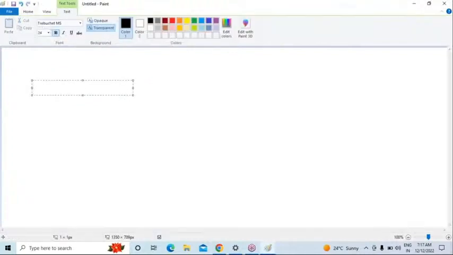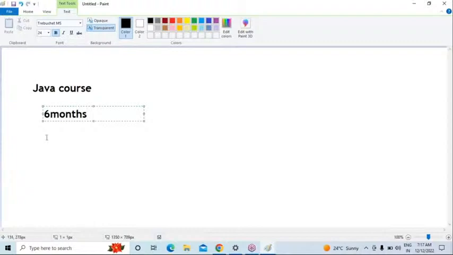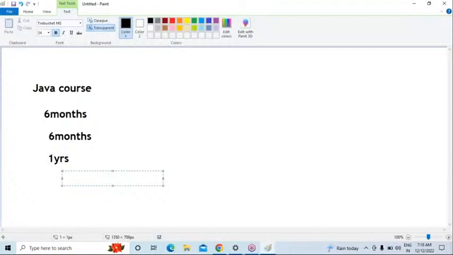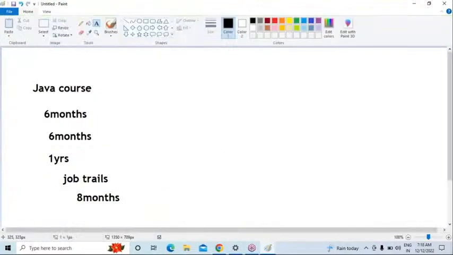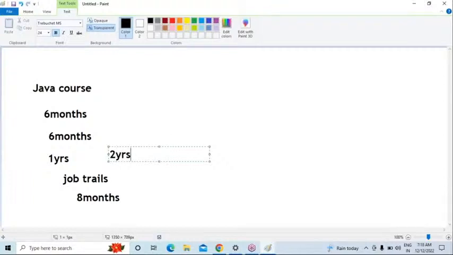Say, for example, if we consider Java. In order to learn Java, we need to spend at least 6 months, and for the practical purpose, we will spend 6 more months. It depends on your performance. It may increase also. So we are spending 1 year learning this course and performing the practicals. After that, we go for job trials, and you spend like 6 months or 8 months to get a job. So in total, how many years are we wasting? Almost 2 years.